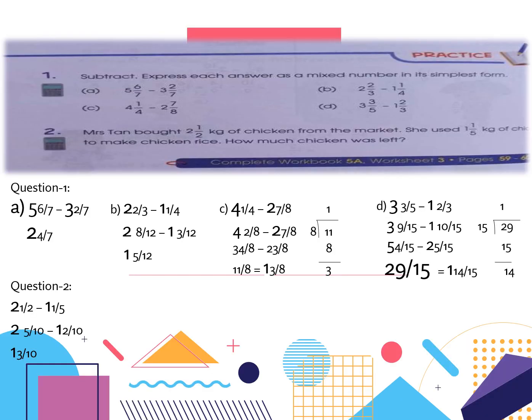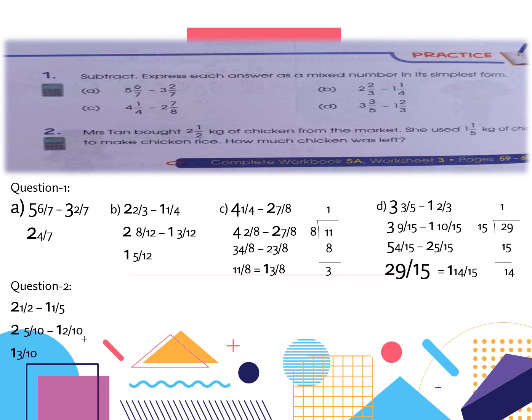The last part is of practice questions. In question number 1, we have to subtract and express each answer as a mixed number in its simplest form. In part A, we have 5 whole number 6 over 7 minus 3 whole number 2 over 7. This is very easy because we have the same denominator.